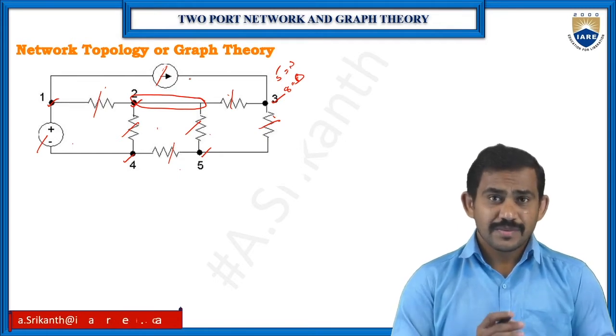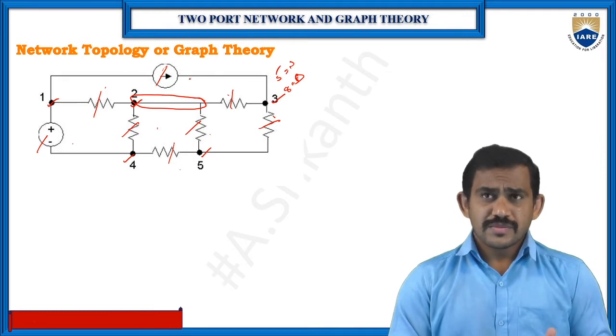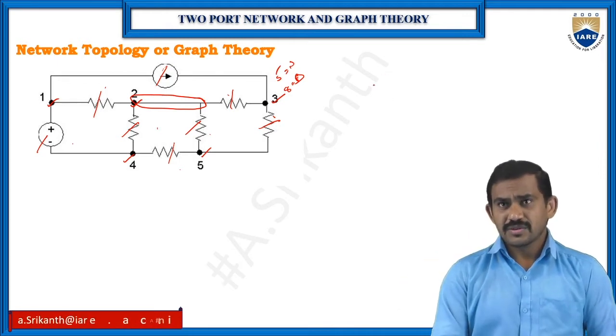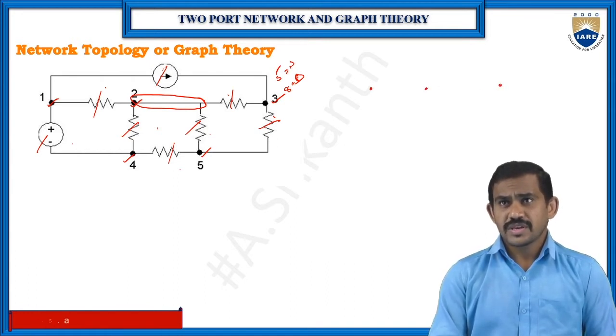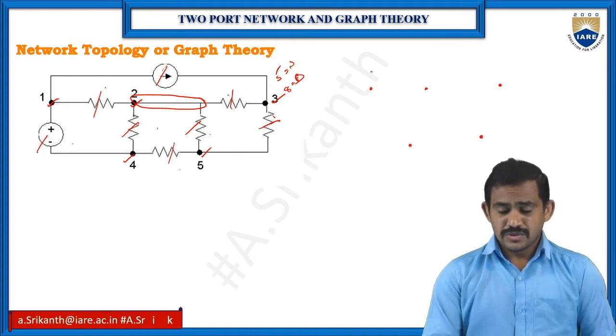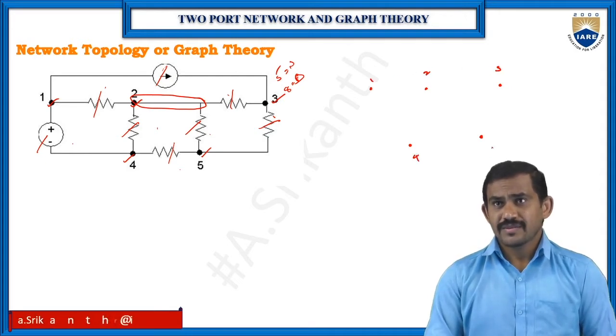First we need to identify the number of nodes, then the branches. So we know the number of nodes and branches. Then draw the graph. For that, just mark the nodes: 1, 2, 3, 4 and 5. We have 5 nodes.